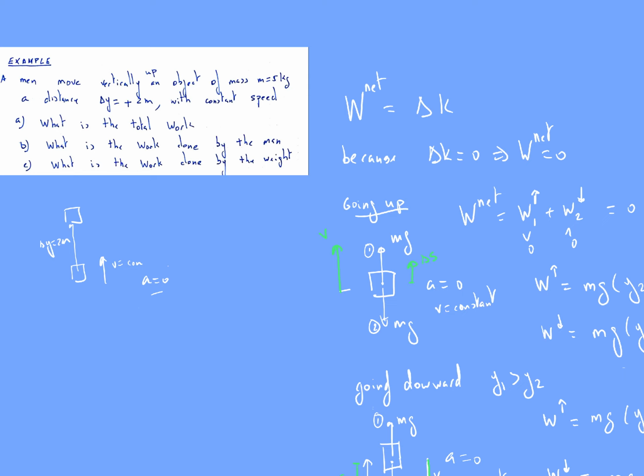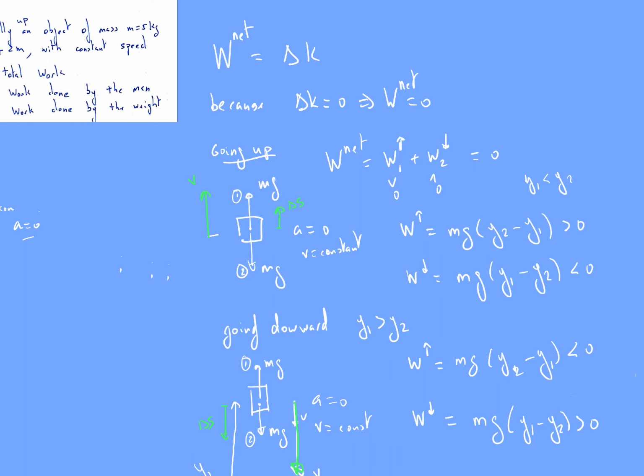It means that when the object displaces up the 2 meters, there are 2 works here. The work done by the force 1, the one that is going up, plus the work by the force 2, this one, the force that is going downwards, that is the weight, mg. And the net work should be zero because the change in the kinetic energy is zero. So let's calculate each work and see that the sum should be zero.